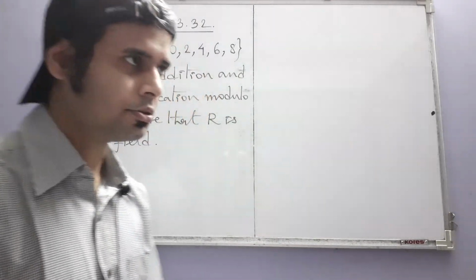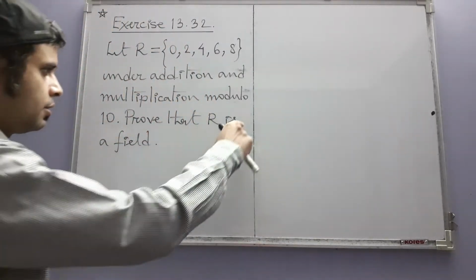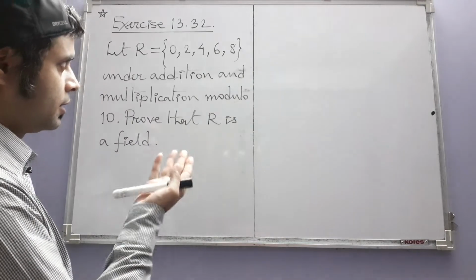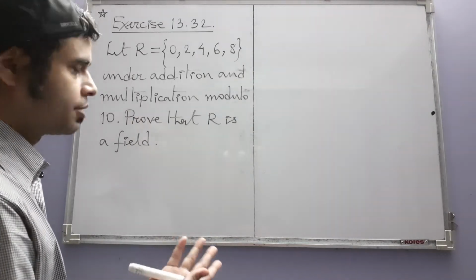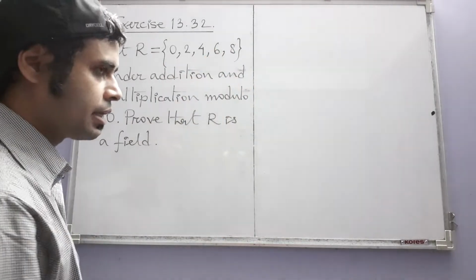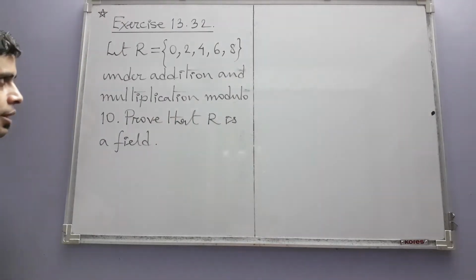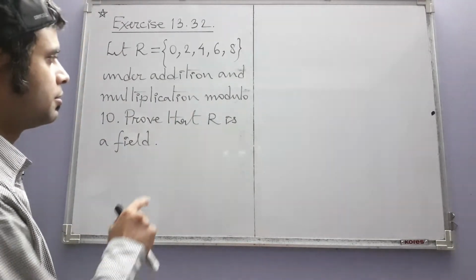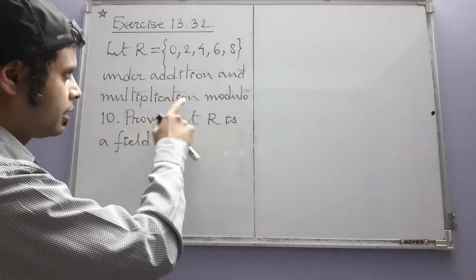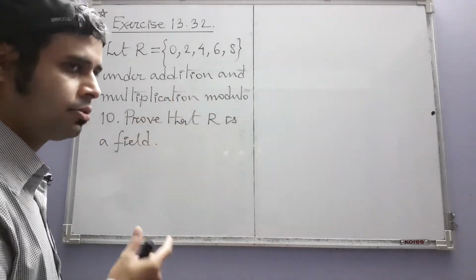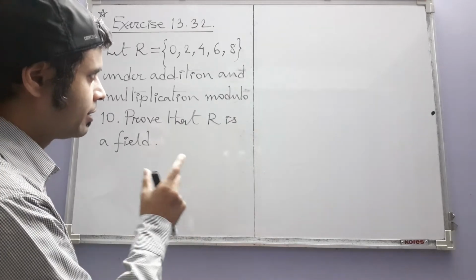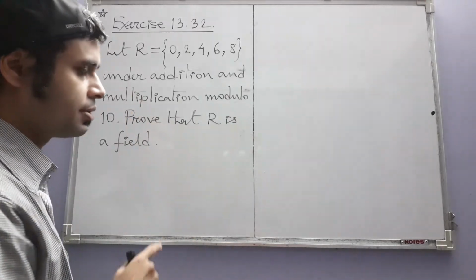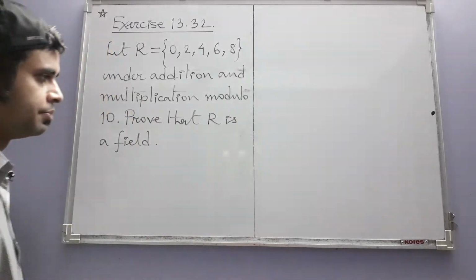Exercise 32. In this one we are given this set R, which as you can see has these integers as its elements. Now there are two operations also imposed on this set. One is addition modulo 10 and the other one is multiplication modulo 10. We have to prove that under these two operations R is in fact a field.